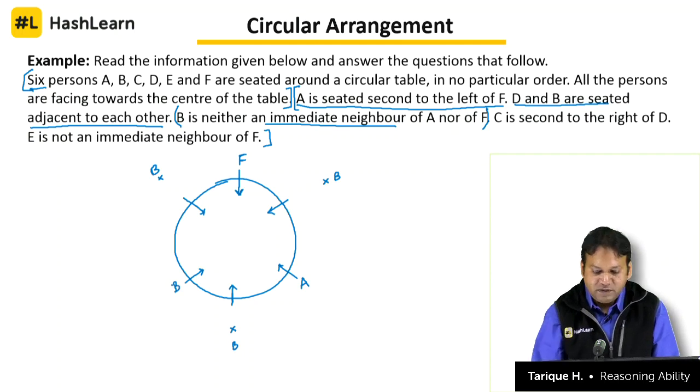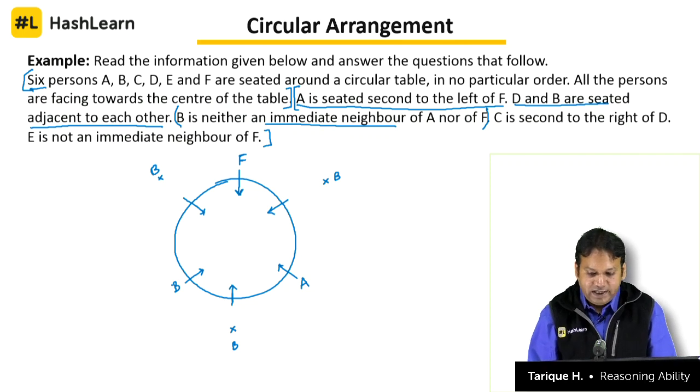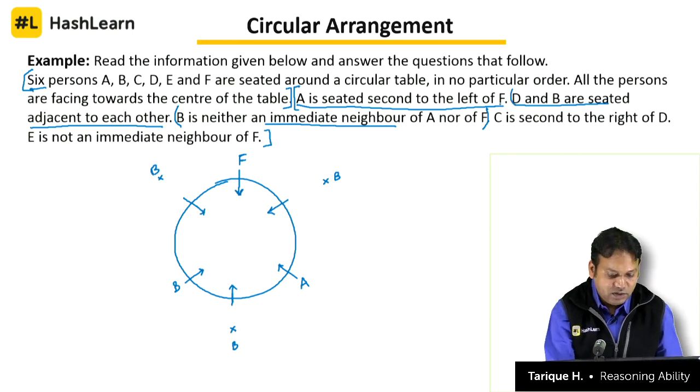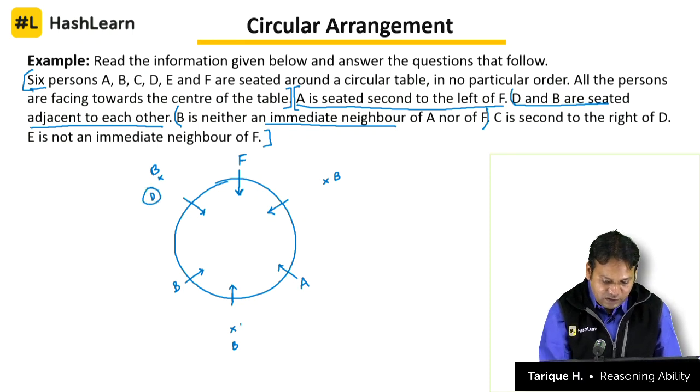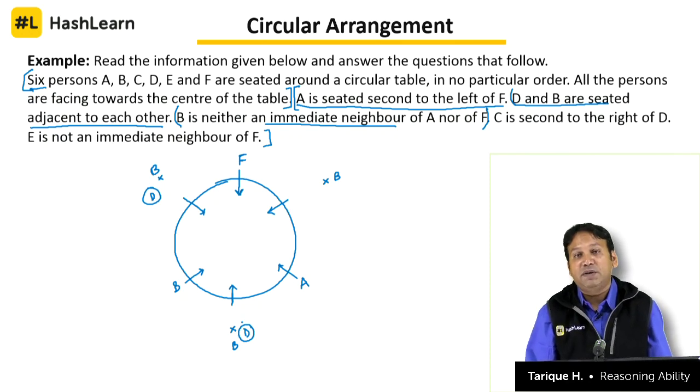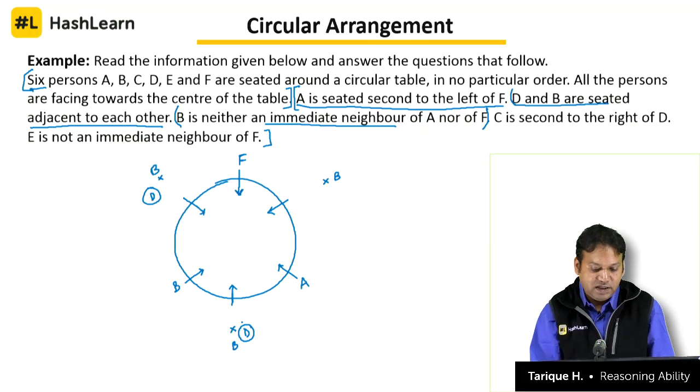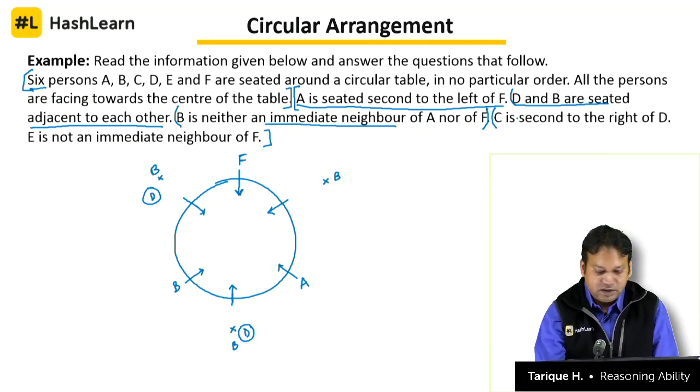There is no other option for B, and we know that D and B are seated next to each other. So that means there are 2 options for D right now. One option for D is this one, and another option is this one. D could be towards the left of B, or D could be towards the right of B, because D and B are adjacent to each other. So that means there is a case scenario here. But we'll look at the second last clue.